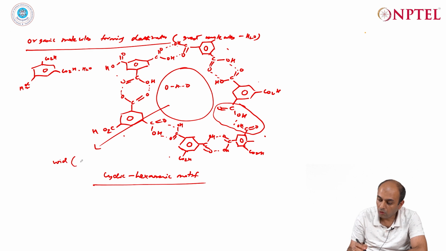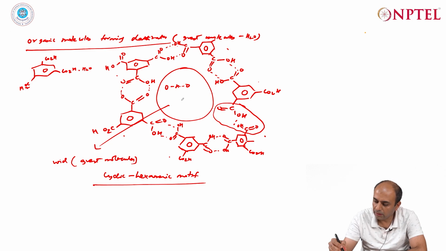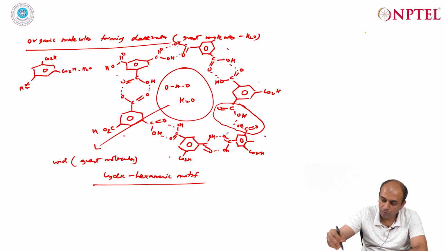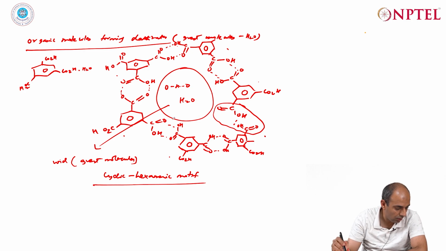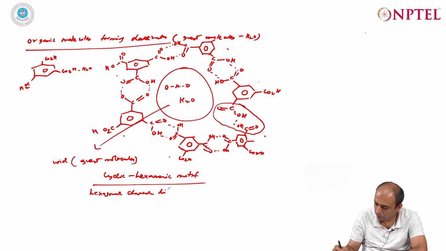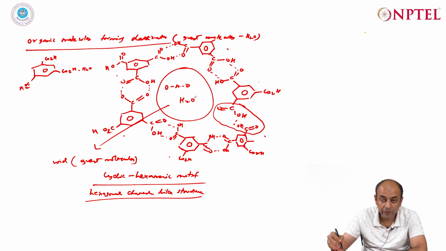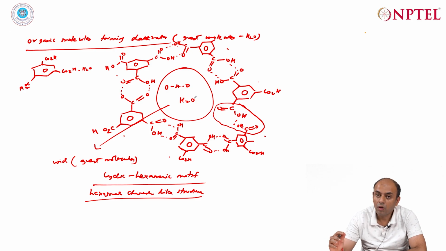So this can actually have the guest molecules. For example, we can have water molecules which are present, and the water molecules can also associate by hydrogen bonding, and thus trimesic acid forms these channel-like structures. You have a channel and into this channel you will have the voids where you can have the guest molecules. So this creates a hexagonal channel-like structure.